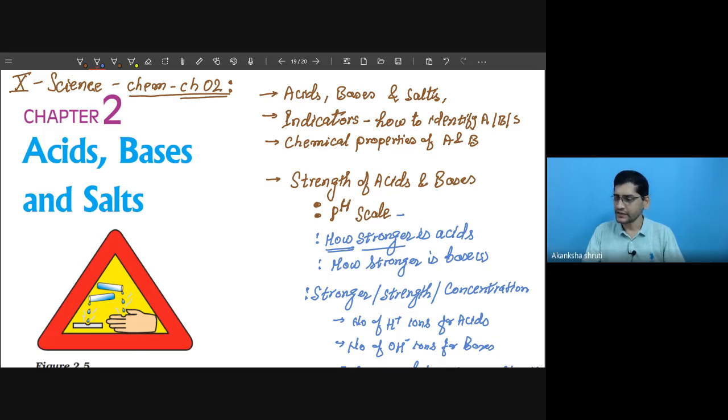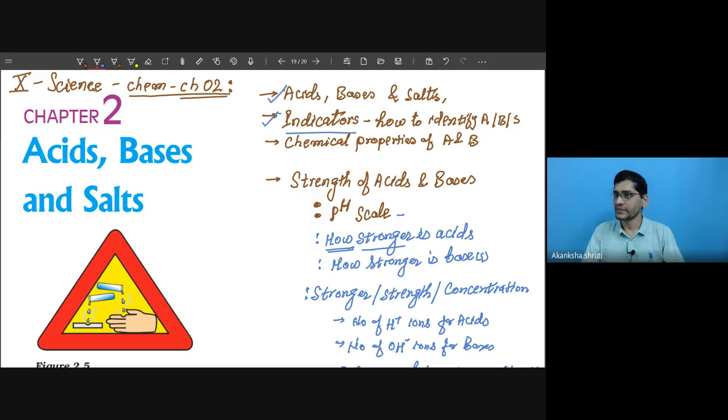Okay. The salt is formed by combination of acid and base, or neutralization of acid and base. Then how to identify this substance? We have learned it is the indicator which tells whether the substance is acidic or basic. So these indicators give acidic and basic character.